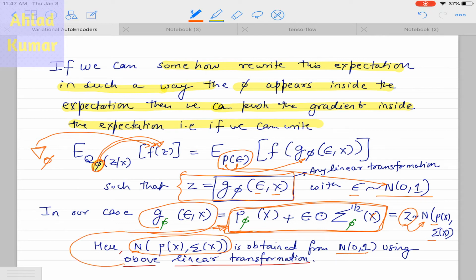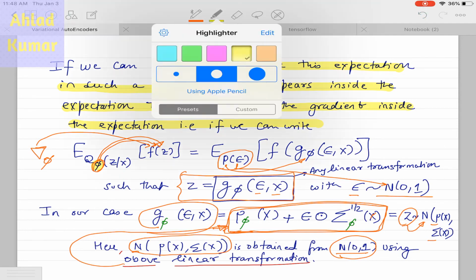This is a very standard transformation that can be found in any probability course, where you are transforming a 0, 1 Gaussian function into a Gaussian function having any mean and covariance. So by using this, we are performing this trick, which is this one.